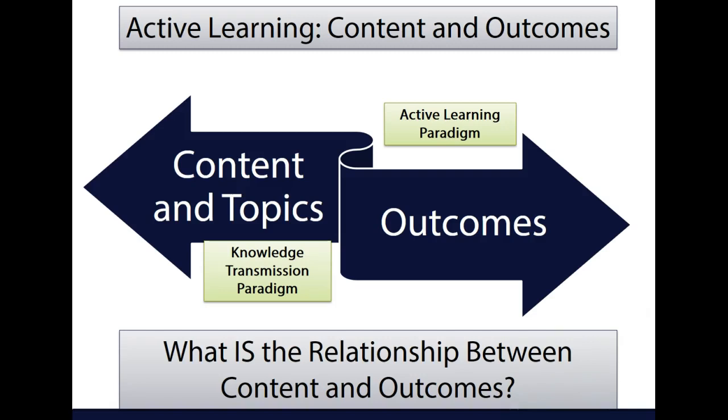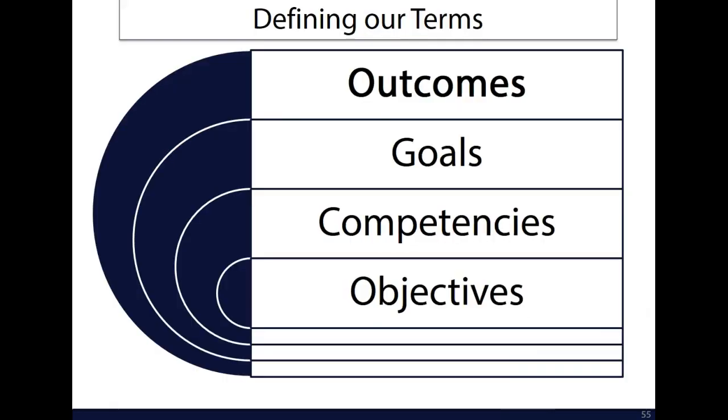But I think the knowledge transmission paradigm focuses much more on content and topics, and the active learning paradigm is much more about focusing on outcomes. But I want to ask you, what is the relationship between content and outcomes in your course? Pause and mull that over for a minute. You've got both of them in your course. What's the connection or relationship between them?